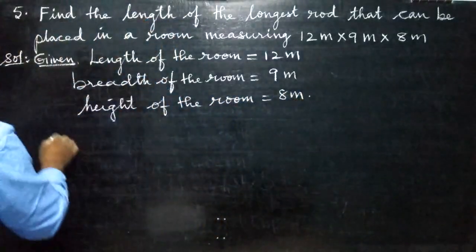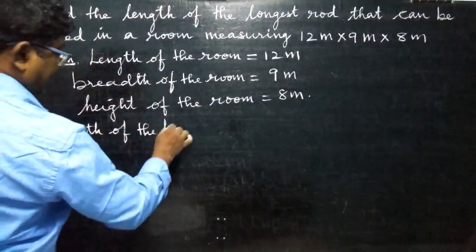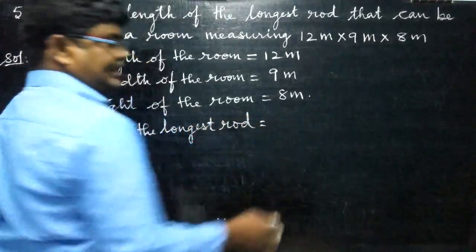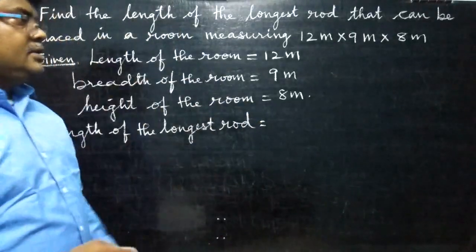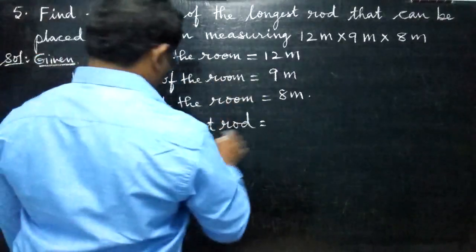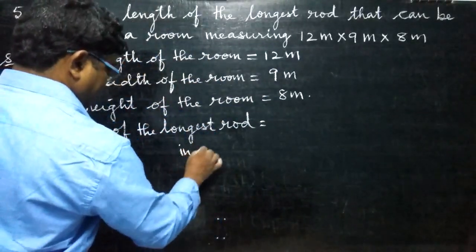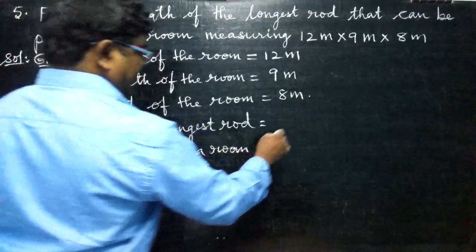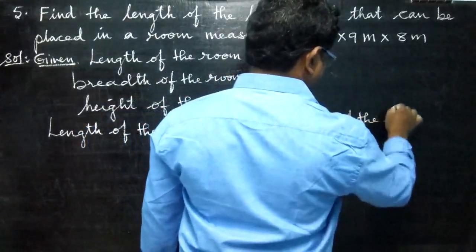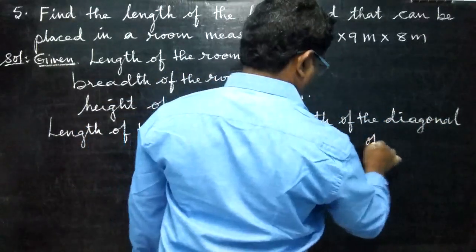And they are asking to find the length of the longest rod. Means length, breadth and height. If you take the diagonal, that will be the longest rod. So length of the longest rod in a room means length of the diagonal of the room. Diagonal means from one corner to the opposite corner.